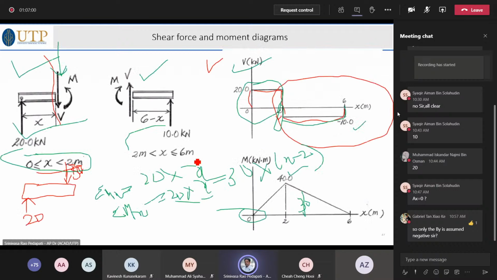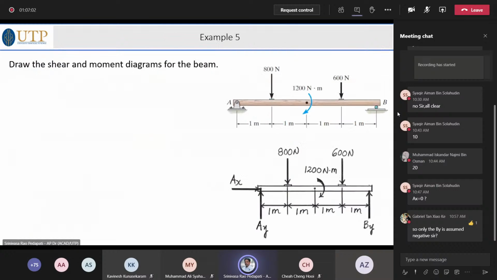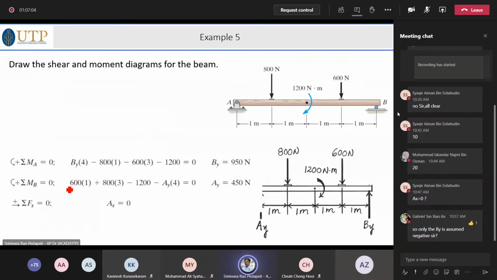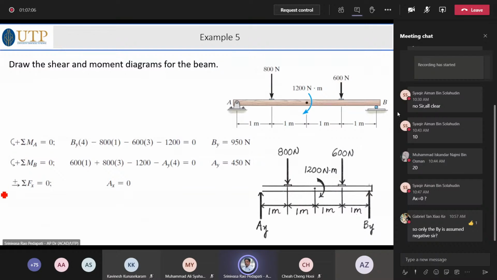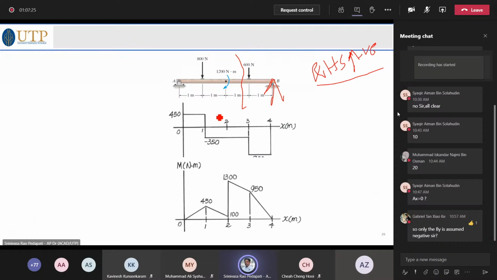For example, in this case, I am saying positive anti-clockwise, rightwards positive. Similarly, upwards negative for RHS, that means right hand side. When you consider the right hand side part of it, that is what we followed in this case. Is it clear, Mr. Gabriel?